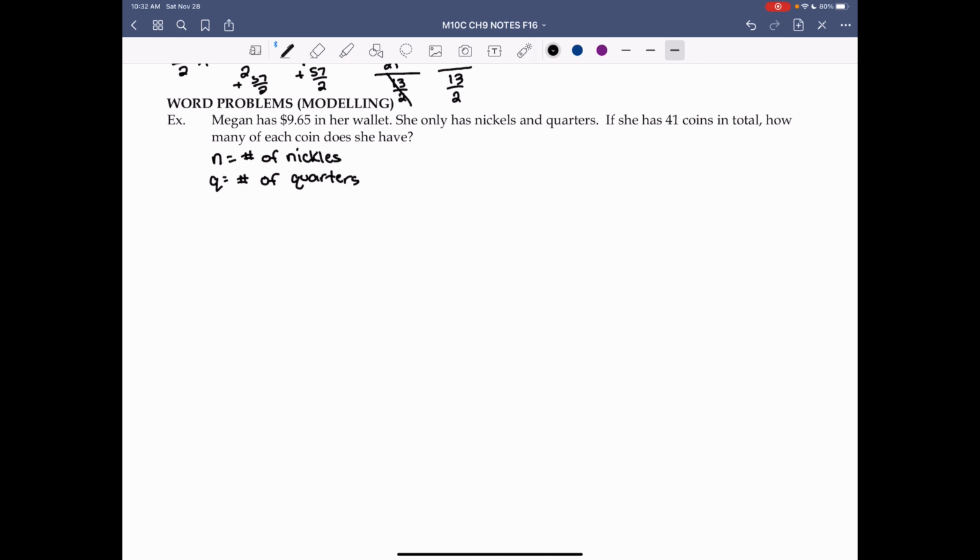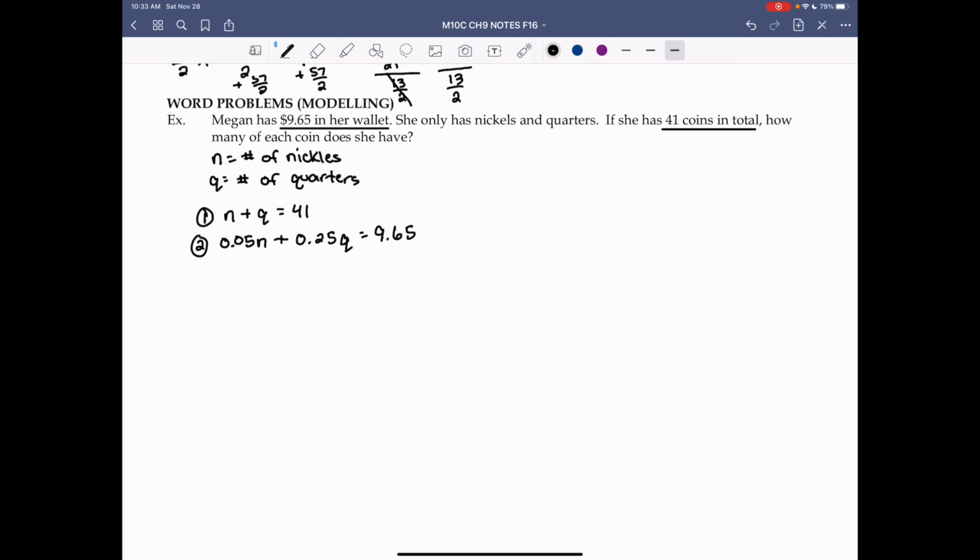Then we need to write two equations to model the situation. Equation number 1, we have 41 coins in total. That tells us that N, the number of nickels, plus Q, the number of quarters, equals 41 coins. Equation 2, we know the value of the coins in total, $9.65. So we can write an equation to represent that. The value of a nickel is 5 cents, which as a dollar is written 0.05, times the number of nickels, plus the value of a quarter is 0.25, times the number of quarters, equals the total value of all the coins, $9.65.